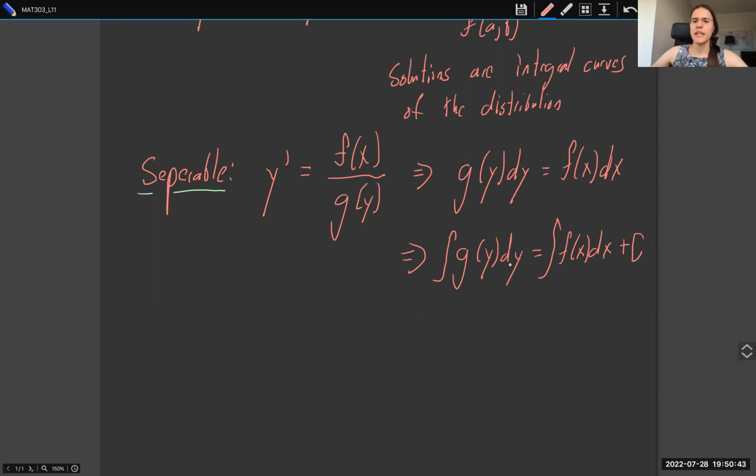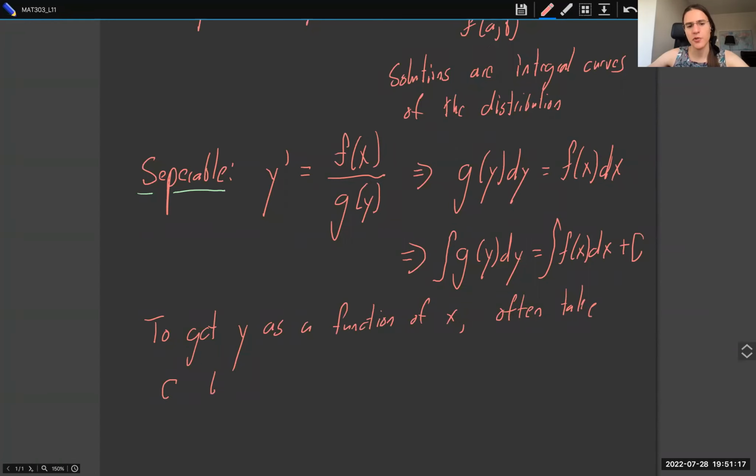And so if you take specific antiderivatives, the general solution looks like this. Now, I often want you to write y as a function of x. And if you want to write y as a function of x, then you often have to take c as being not c, but something like log c, or something similar.